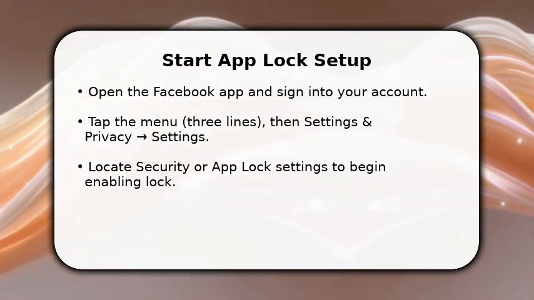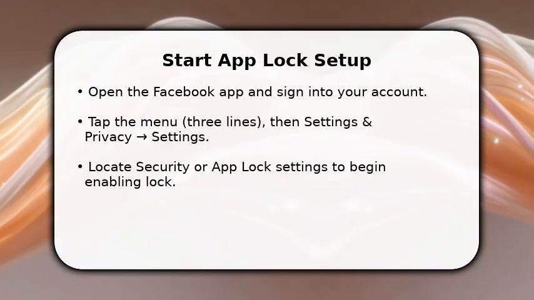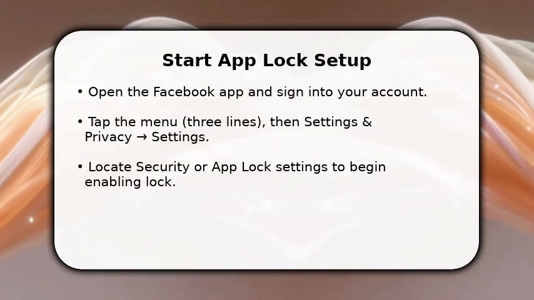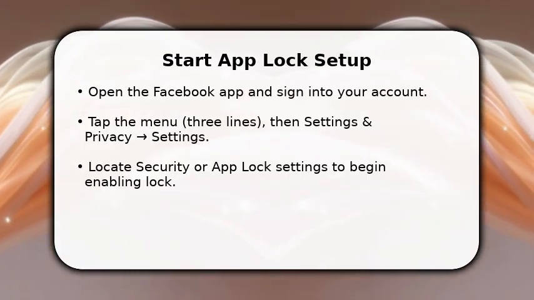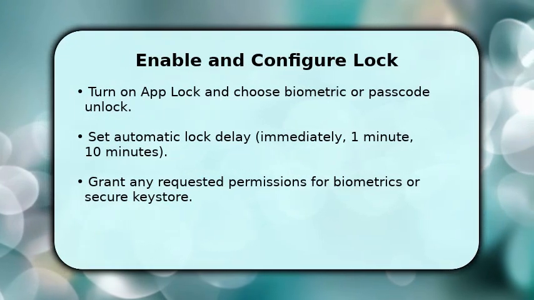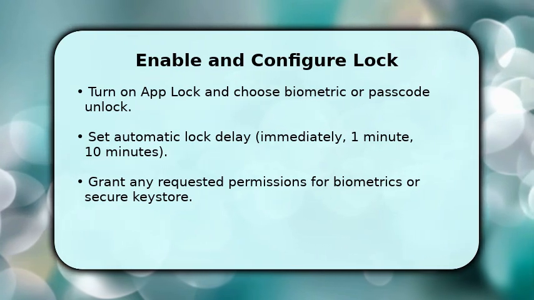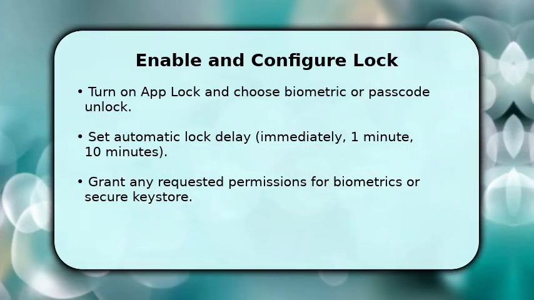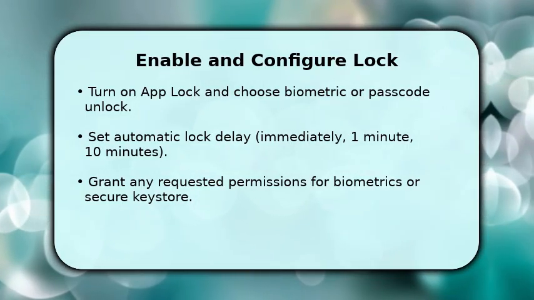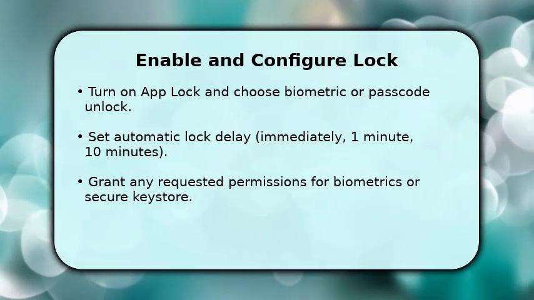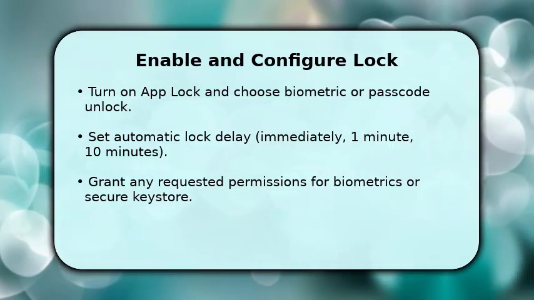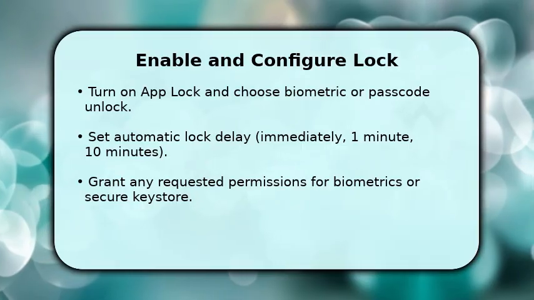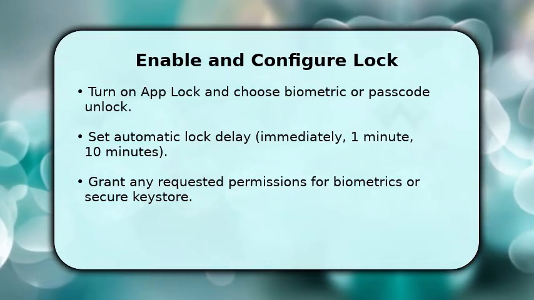Make sure device biometrics or a screen lock is already active, because Facebook will require that method to secure the app. Once you open App Lock, enable the feature and select whether you want biometric unlock, passcode, or both. Choose an auto lock interval. Immediate is most secure, but 1 to 10 minutes is convenient. Facebook may request permission to use biometrics or the device key store. Allow those prompts so the lock works reliably.